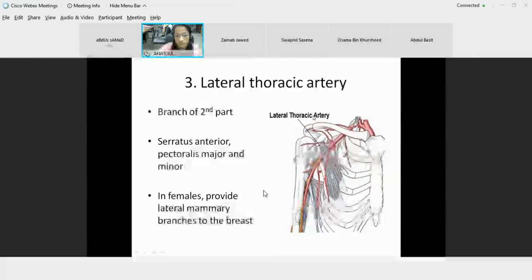Now coming to lateral thoracic artery. Again, this is a branch of second part of axillary artery. It is passing along the lower border of the pectoralis minor muscle, and it is supplying pectoralis major, minor, and also serratus anterior muscle. This lateral thoracic artery has importance in females. It gives lateral mammary branches to supply the breast.